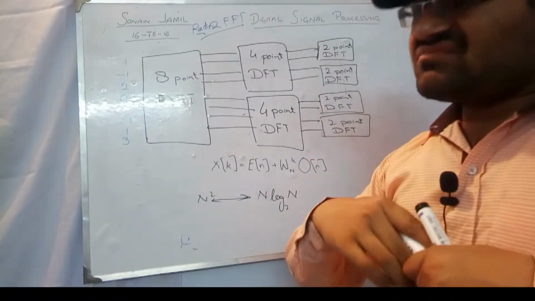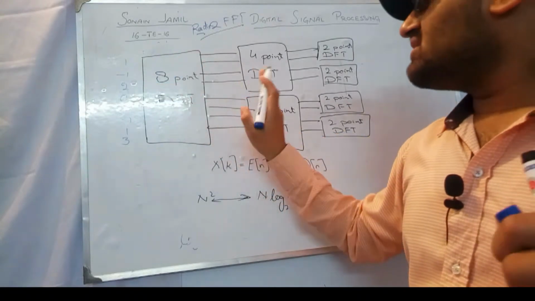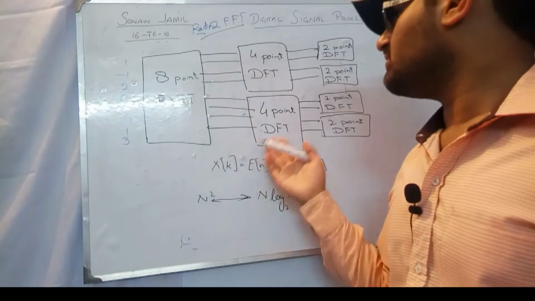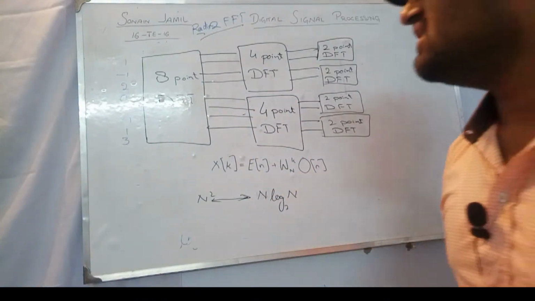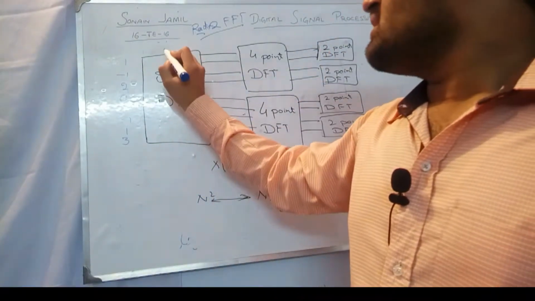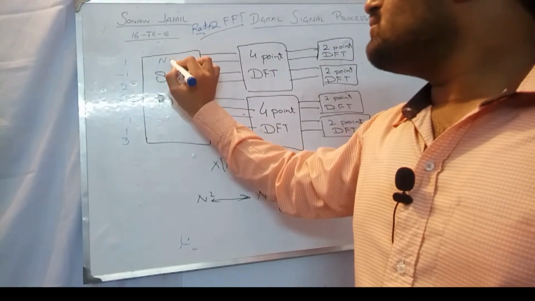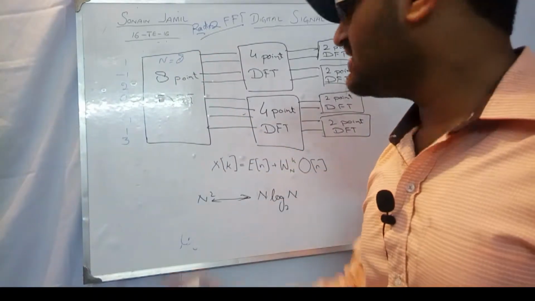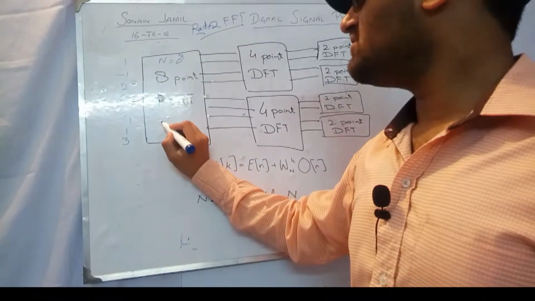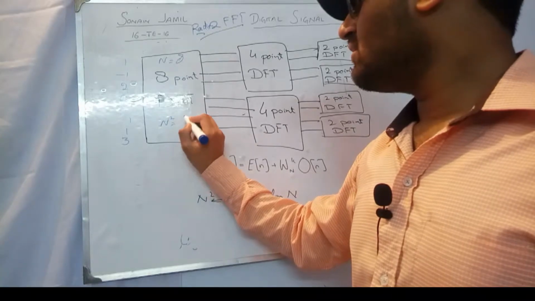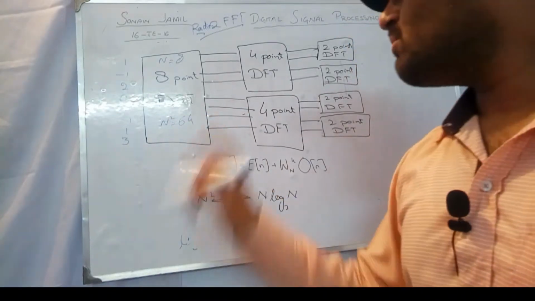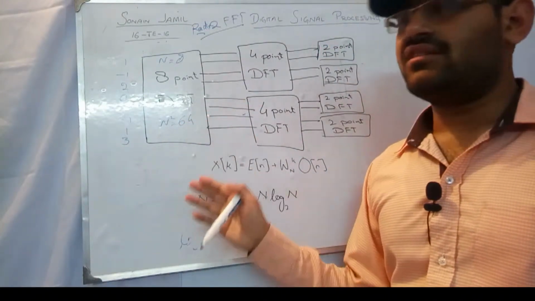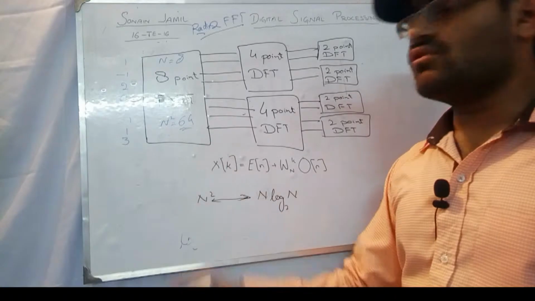Now, what was the advantage of this? If we divide 8-point DFT into 4-point DFT, what will be the advantage? In the last video we have seen, in this case, if we have n is equal to 8, what will be the number of multiplications? In this case, multiplications will be n square, that is 64.